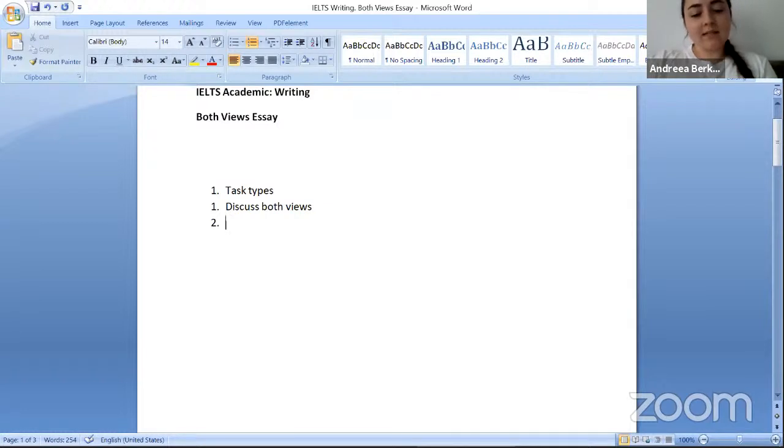Another one is the question: is it a positive or negative development? When you get this question, you have to know that it's also a both views essay. And the last one is: what is your opinion? When you get this, you have to know that it's not an opinion essay, but a both views one.